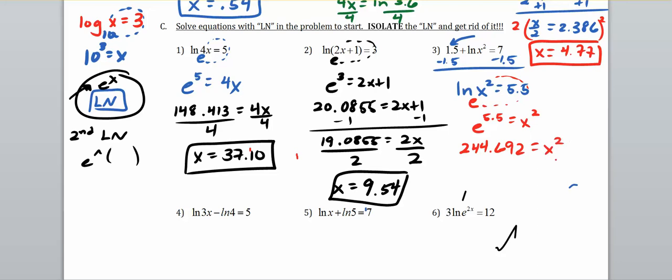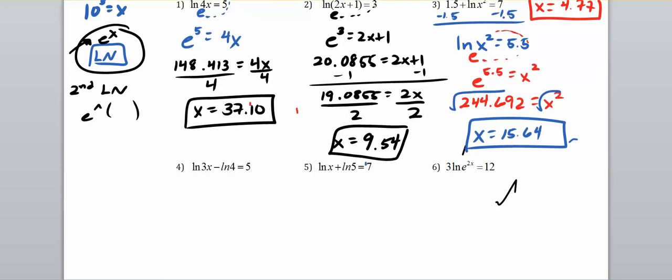Think about how to isolate the x. If I have x squared, the operation to get rid of something squared is to square root it. So I've got to square root the answer I have on my calculator. So square root of my answer, and I'm going to get approximately 15.64. So x is equal to 15.64. All right, so the same process, but sometimes we have to do a couple steps in order to isolate it.